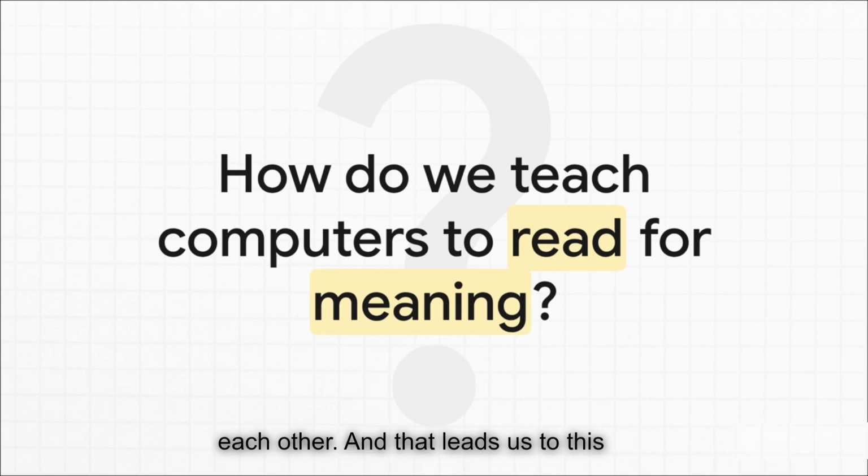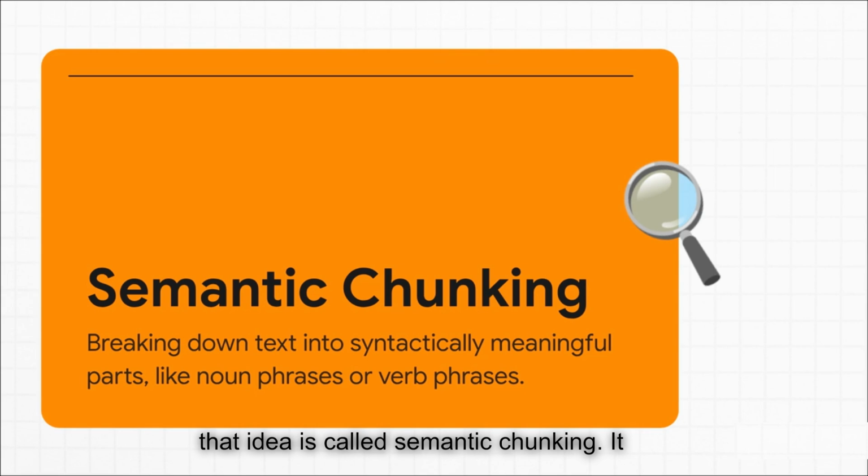And that leads us to this really core idea in the world of NLP. And that idea is called semantic chunking. It sounds a little fancy, I know, but the concept is super simple. It's all about breaking text down into meaningful groups. So instead of a computer just seeing a random pile of word bricks like the big red and dog, chunking helps it group them together into a single idea, a noun phrase, the big red dog, or a verb phrase like chase the cat. It's really the first step for a machine to actually comprehend text.